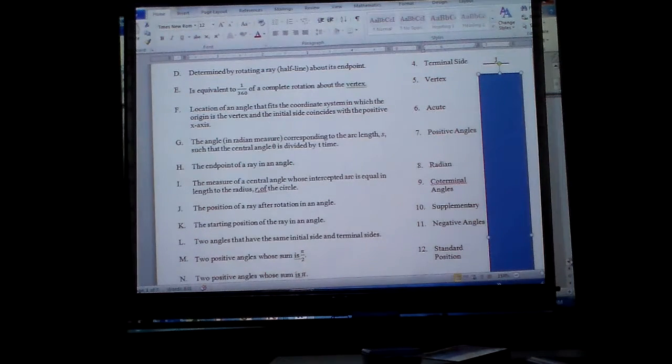Vertex. What is the vertex? Well, basically that's the end point. Oh, look, right there, H, the end point of an angle. Letter H for the vertex.